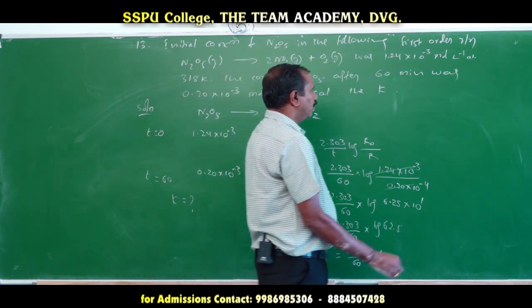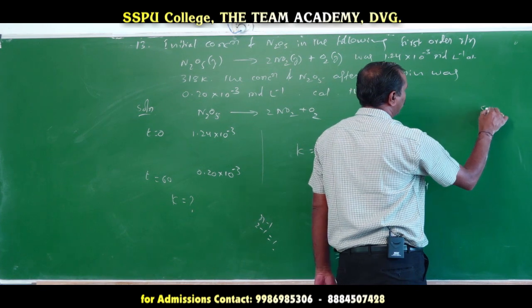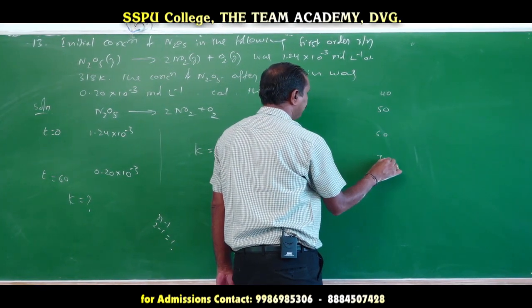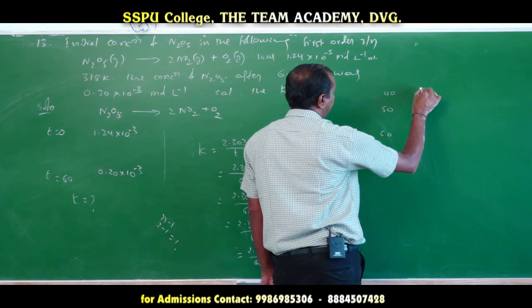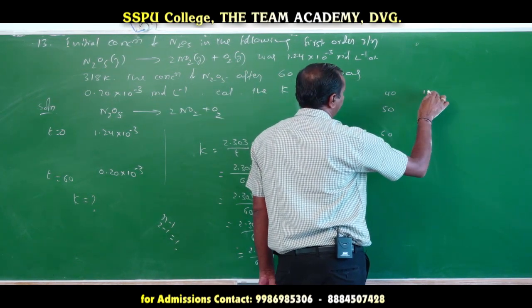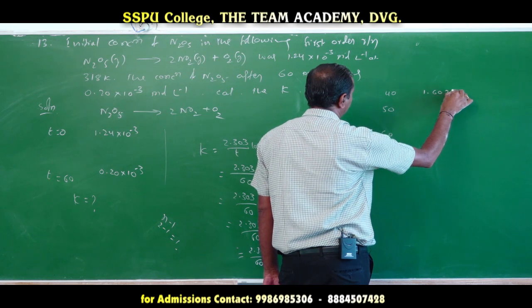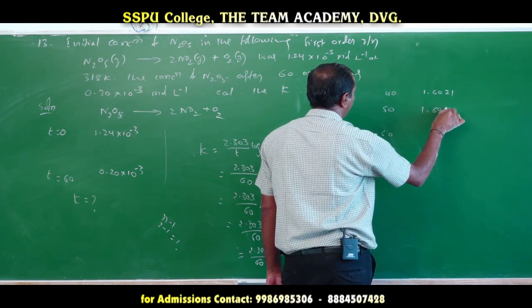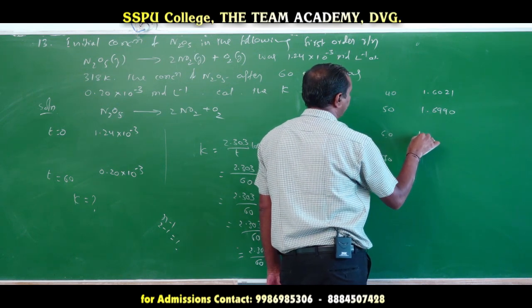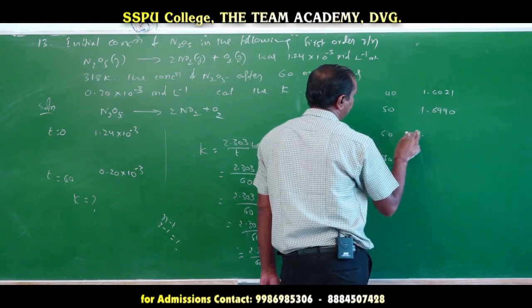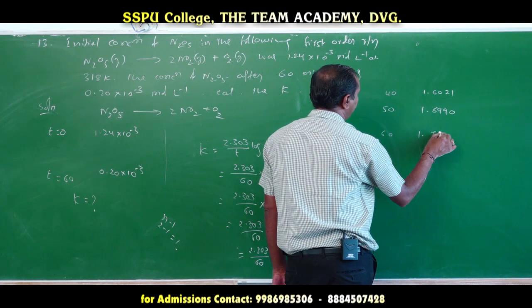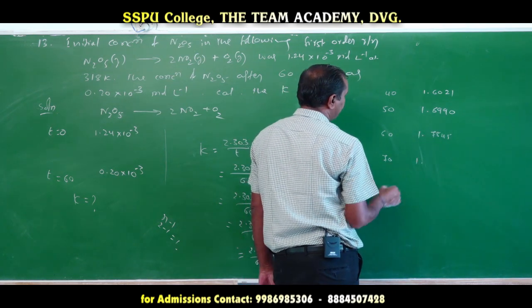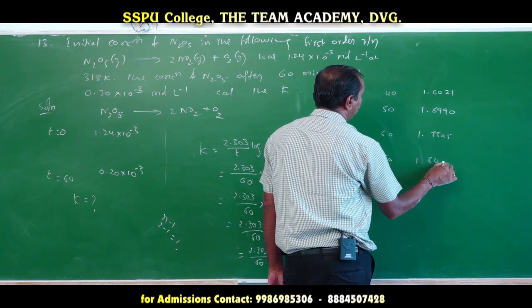You see, the log of 50 we know, log of 40 we know, log of 60 we know, log of 70. Log 40, characteristic value 1, 6021. Log 50, characteristic 1, 6990. Log 60, characteristic 1, so 7845 nearly. Then 70, characteristic 1, 8400 nearly.